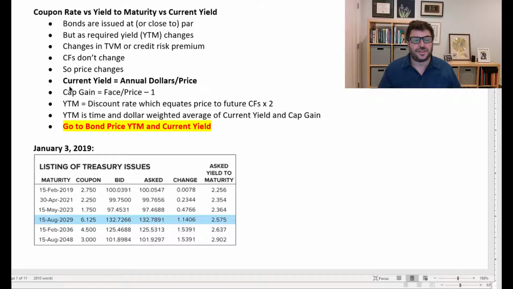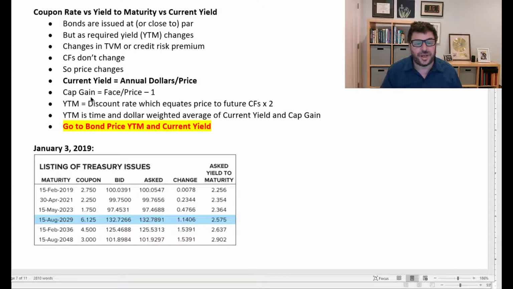So we're going to define this current yield as the annual coupon dollars divided by the price. And so if it's a 6% bond, I'm going to get paid $30 every 6 months. On a $100 bond, I'm going to get $3 every 6 months. Divide that by whatever I pay for the bond, and that's going to give me the current yield.